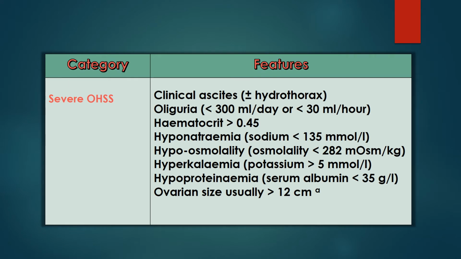Category: severe ovarian hyperstimulation syndrome. Features: clinical ascites, with or without hydrothorax, oliguria, less than 300 milliliters per day or less than 30 milliliters per hour, hematocrit greater than 0.45, hyponatremia, sodium less than 135 millimoles per liter, hypoosmolality, osmolality less than 282 milliosmol per kilogram, hyperkalemia, potassium greater than 5 millimoles per liter, hypoproteinemia, serum albumin less than 35 grams per liter, and ovarian size usually greater than 12 centimeters.